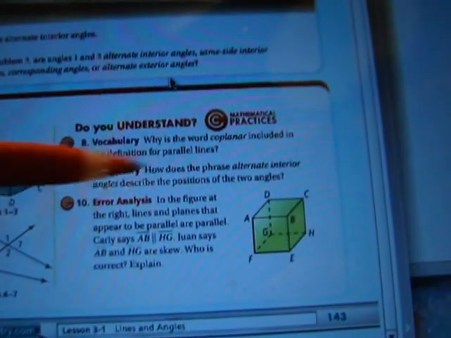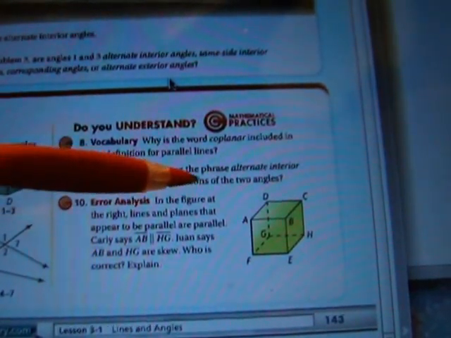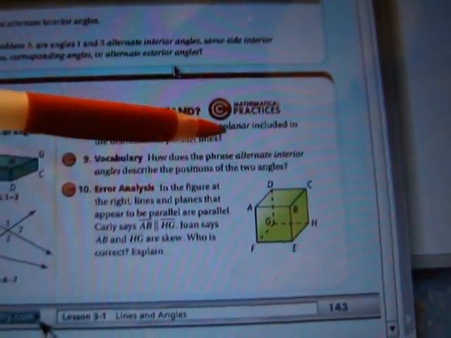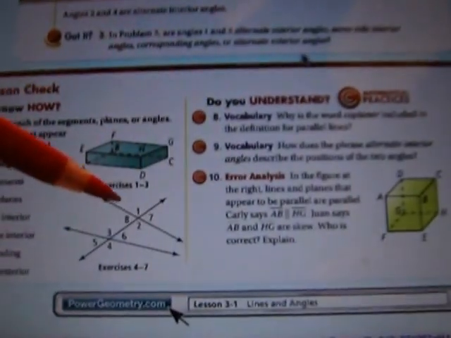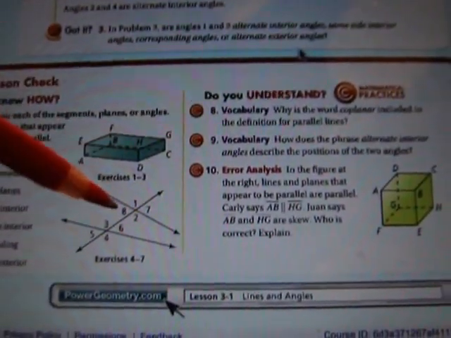Means lying on the same plane. All right, number 9. Vocabulary. How does the phrase alternate interior angles describe the position of the two angles? Alternate means they're on opposite sides of the transversal, and interior means they're between the two lines.